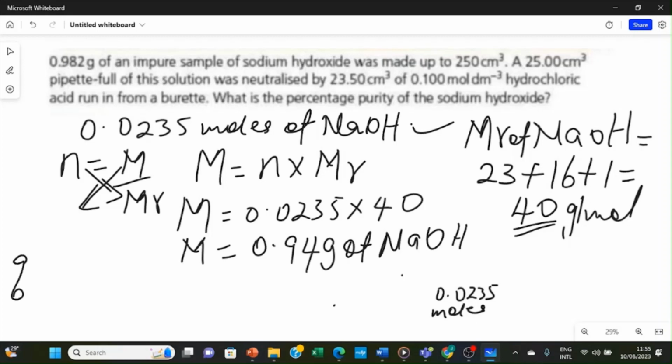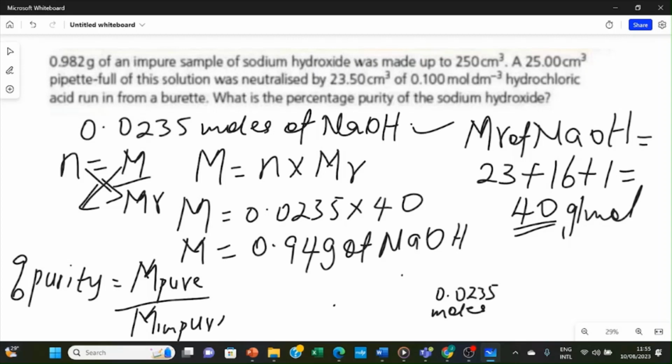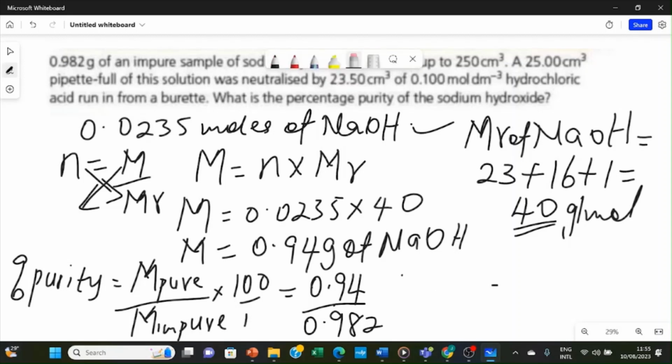So to calculate the percentage purity of sodium hydroxide, it is equal to the mass of the pure sample of sodium hydroxide over the mass of the impure sample, times 100 over 1. That is 0.94 divided by the mass of the impure sample, 0.982, times 100 over 1.